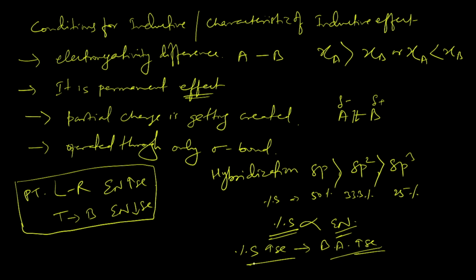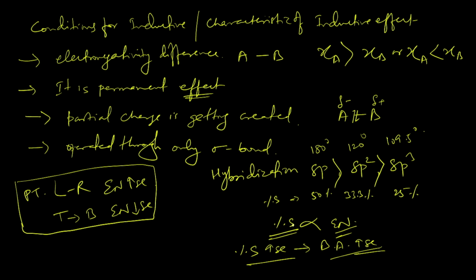So now here we will see, if percentage s character increases, then your bond angle also increases. Here we can see sp, what is the bond angle? 180. sp2, what is the bond angle? 120. sp3, what is the bond angle? 109.5 degrees, right? So percentage s character is 50, so bond angle is 180. Percentage s character decreased somewhat, bond angle also decreased. Percentage s character further decreased, bond angle further decreased. So directly we can say as percentage s character increases, your bond angle also increases.